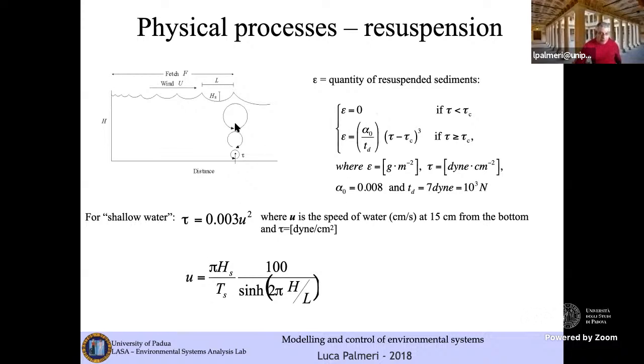And we know that for shallow water systems, so for water systems that are not too deep, we may find a dependence of the shear stress on the speed of the water at 15 centimeters from the bottom.